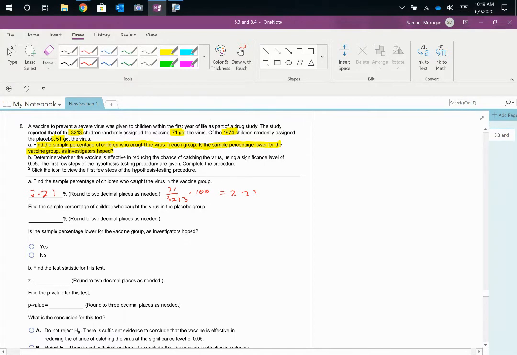Then the placebo, 51 out of 1,674 times 100 percent is equal to 3.05. So clearly, for the vaccine group, the sample percentage is lower. Yes, it is 2.21 for the vaccine group versus the placebo group of 3.05. Find the z-test statistic for this test.